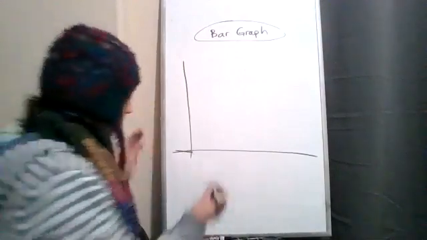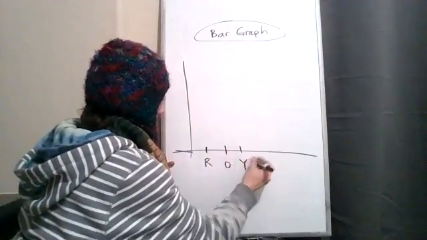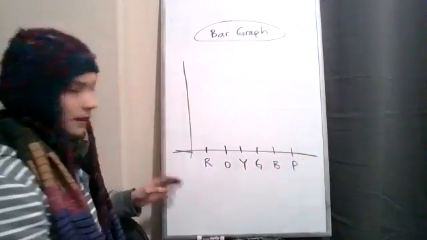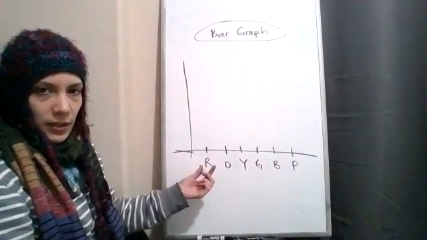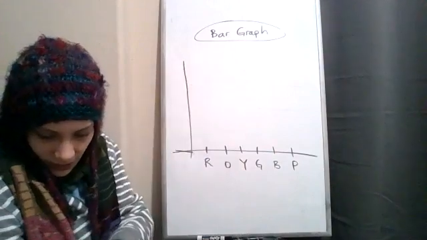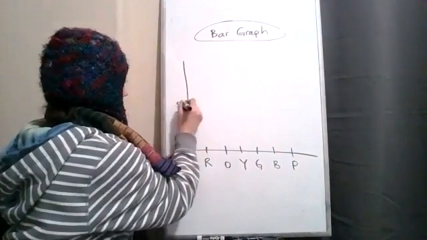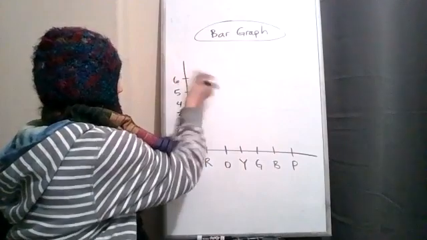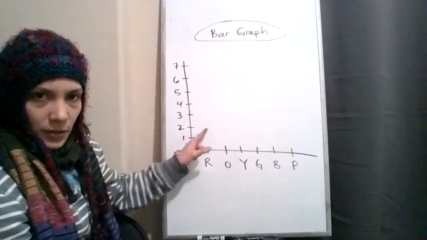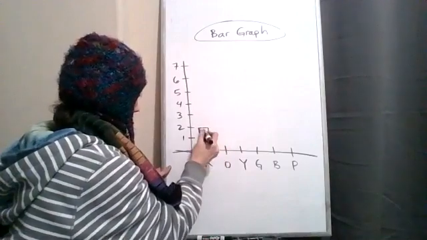So for red, orange, yellow, green, on here. There's no overlap in these categories, so each bar will be separate from the other one. And we're going to need to go up to a height of at least 6. So let's do 1, 2, up to 6, 7. So a bar that goes up to 2 and then back down around red. I'm going to shade it.